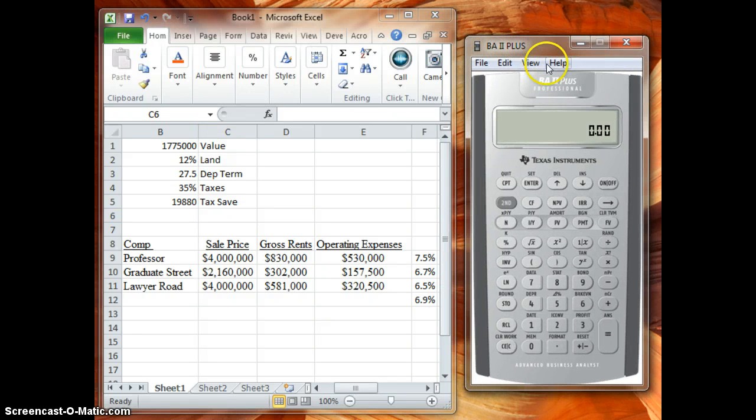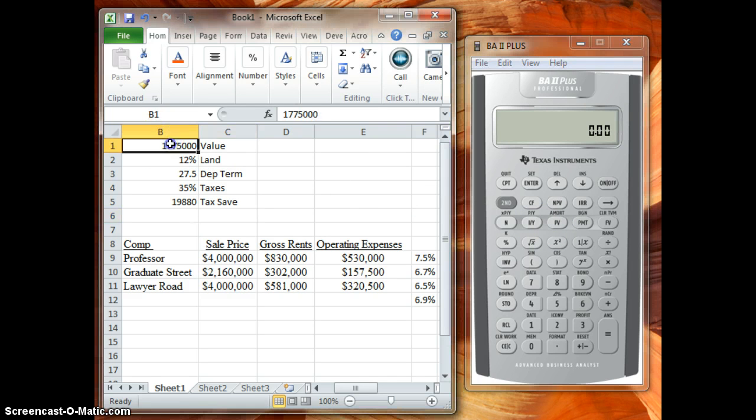I've got a couple of questions from a student about how to do a couple of basic calculations. First is how to calculate the tax savings from depreciation. We're going to look at a quick example and how to do it in Excel and on the calculator. This is a real basic one.